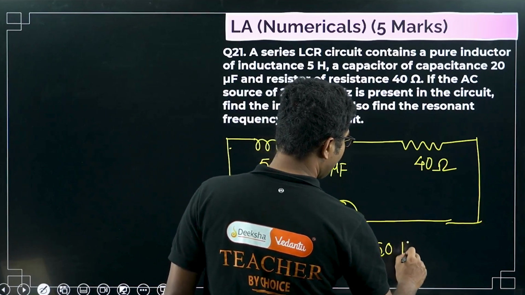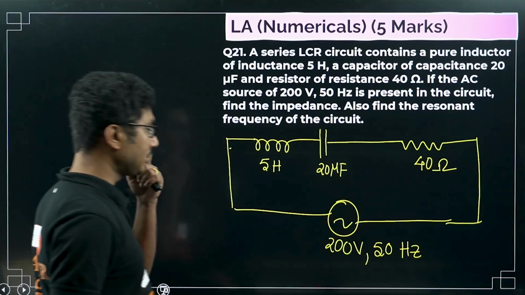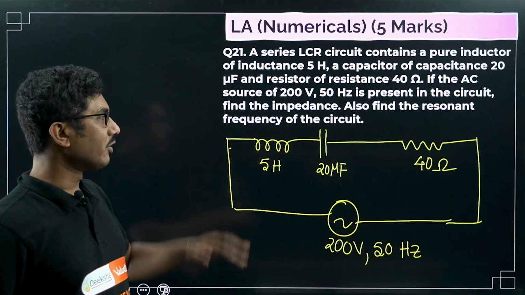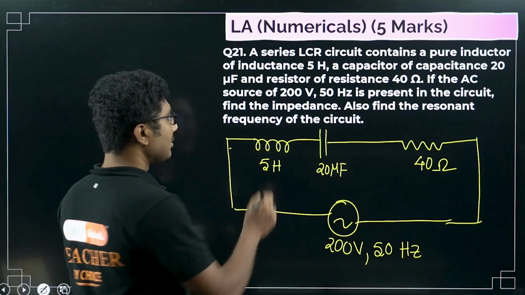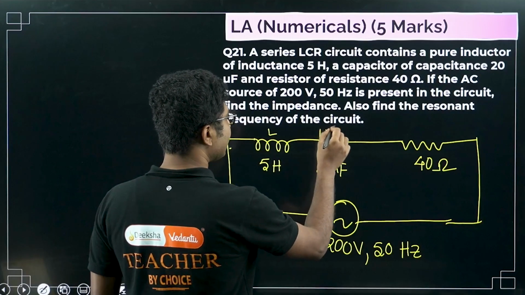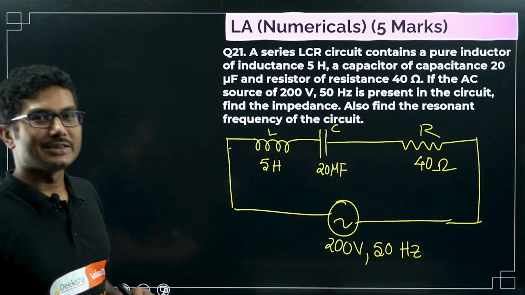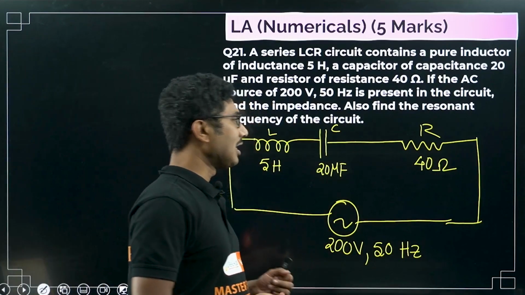I am drawing this diagram for the first time. From the next time I may not draw the diagram for every problem. Since this is the first problem I am going to solve, I have drawn the complete circuit diagram. So this is your L, this is your C, and this is your R. That's why it is called LCR series connection. This is how you should remember.